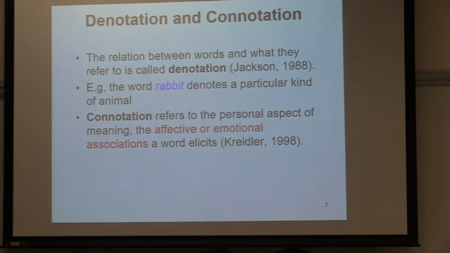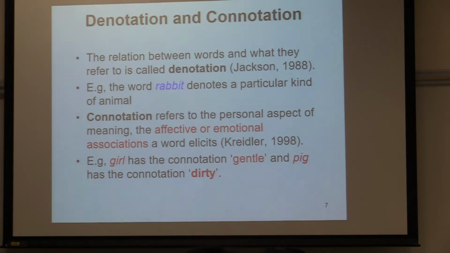So connotation actually refers to a personal aspect, meaning the affective or emotional association of the word. A word elicits, so it means that every person could have a different connotation to the same word. Do you still agree that, for example, girl has the connotation gentle? Compared with a boy, maybe you think it's outdated. Girls do not need to be very gentle. Maybe they can be as strong as a boy.